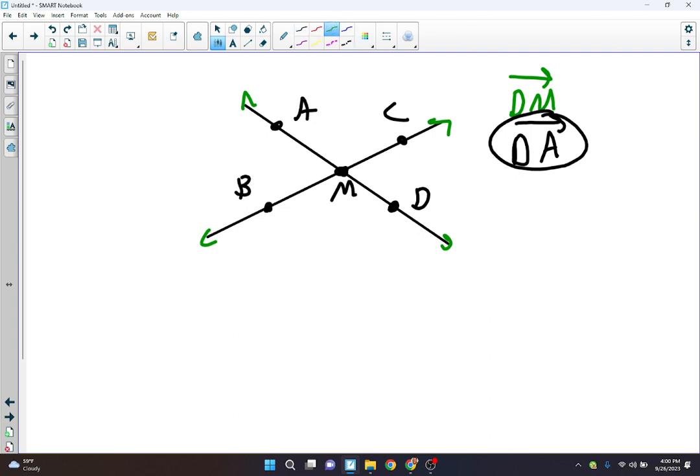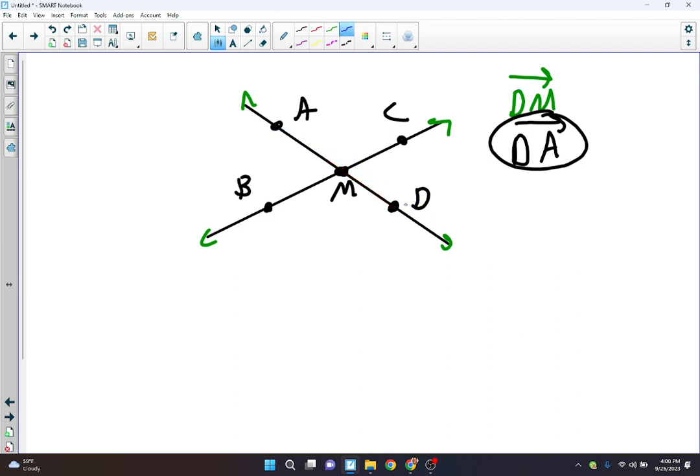AD would mean I'm going this way. That's the problem. Oh, is D an M point? Oh, yeah. So D to M is this direction. So D to A is the same direction. But if I say AD, I'm going the other direction. AD would look like this. AD would go like this, which is not correct.